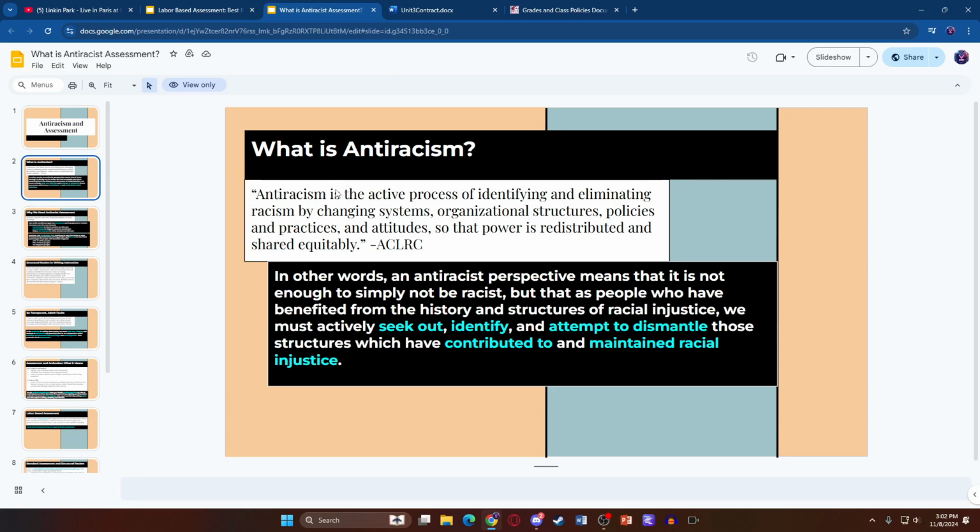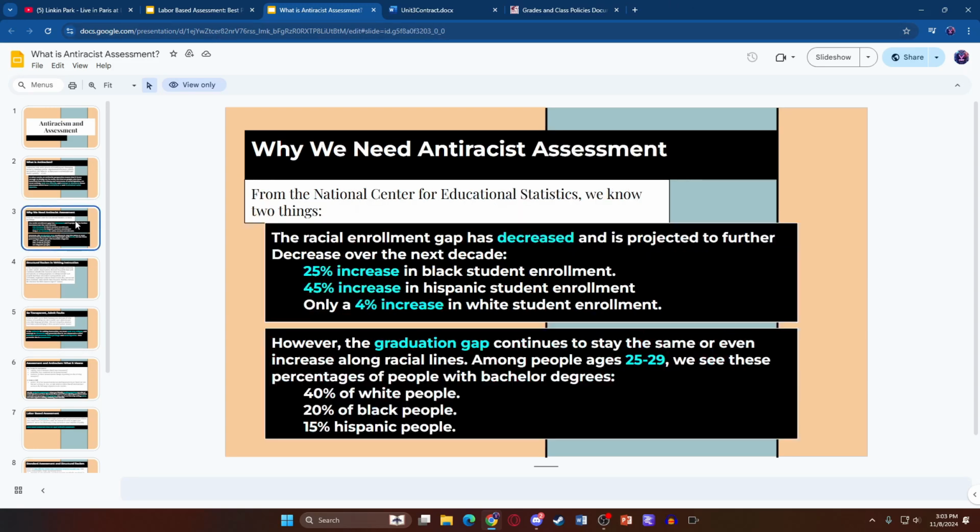So again, anti-racism: the active process of identifying and eliminating racism by changing systems, organizational structures, policies and practices and attitudes, so that power is redistributed and shared equitably. So when we're talking about anti-racism, we're talking about seeking out and dismantling systems that create inequities. And so we're going to talk about that in terms of assessment.